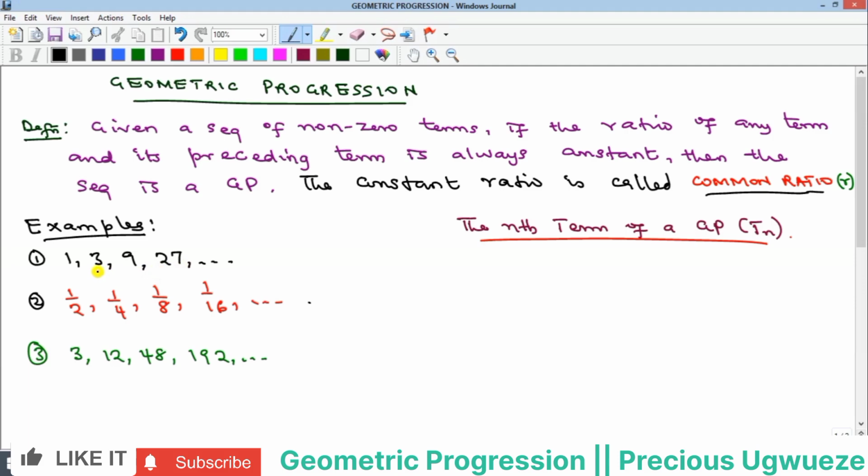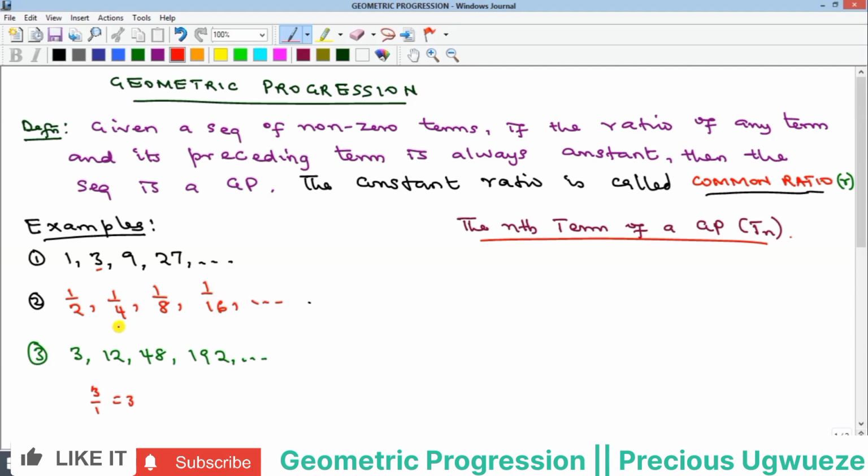And if you pick any term here, for instance, if I pick this one and divide it by the preceding term, which is 1, you will see that I'm going to get 3/1, which is 3. And if I pick this one, 9 divided by 3, I'll get 3. 27 divided by 9, I'll get 3. And whenever you pick a term and divide it by its preceding term, you are getting the same ratio in that sequence. So you call that sequence a geometric progression, which we can also call an exponential sequence.